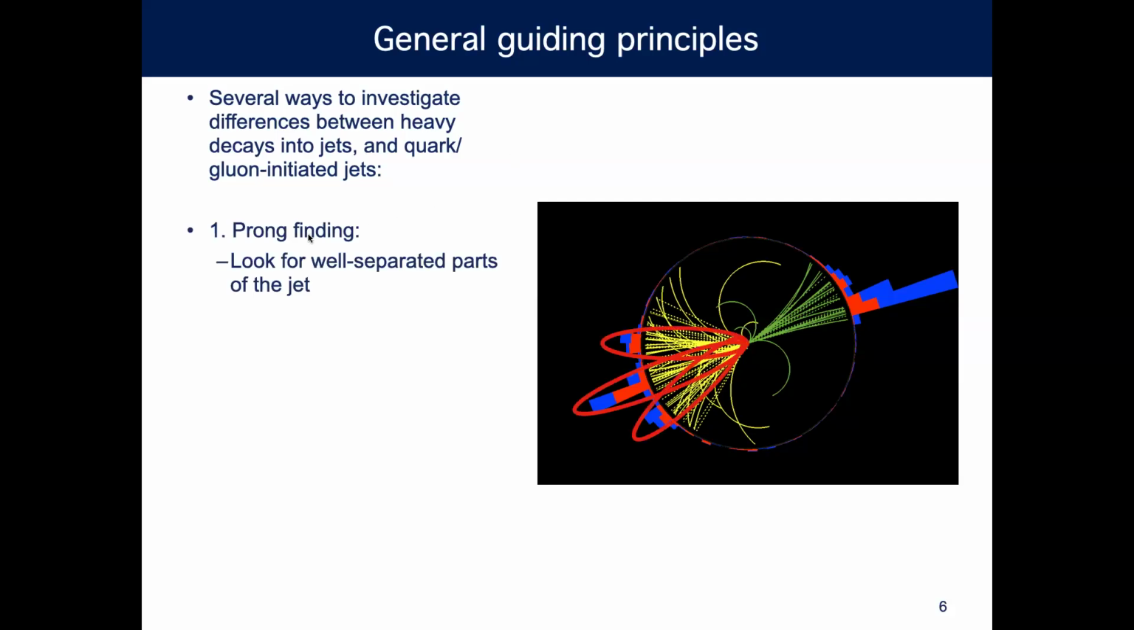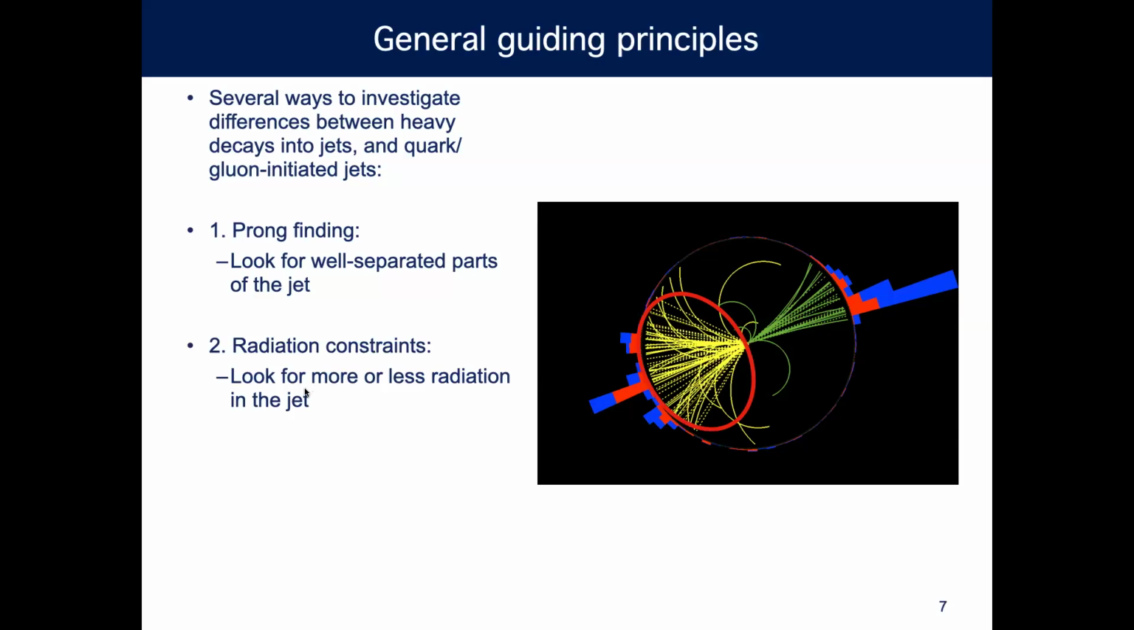The first one is to look at individual prongs, and you're kind of doing that by eye, right? You say, 1, 2, 3, there's something happening here. And that's kind of what we loosely refer to as prong finding. And you look for well-separated parts within the jet and try to identify them that way.